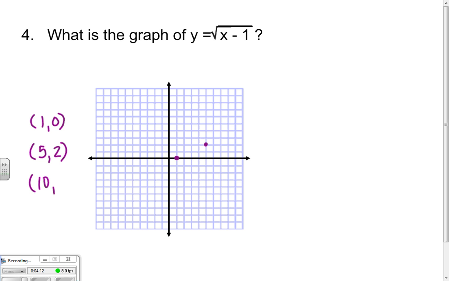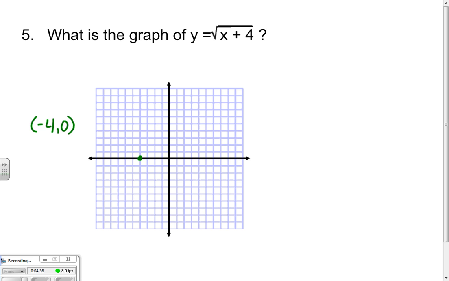If I put a 10 in, 10 minus 1 is 9, and the square root of 9 is 3. So just because you slide left or right doesn't mean you're going to change the shape. It's just going to change the starting point. Number 5, that plus 4 inside actually moves it left 4. So I know that my starting point is going to be at negative 4, 0.